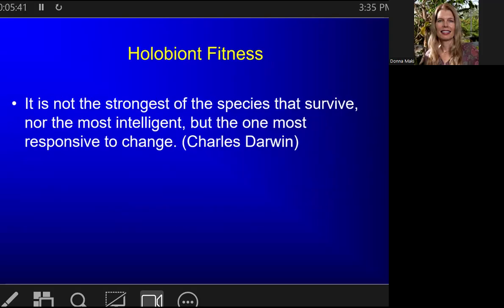It's not the strongest of the species that survive, nor the most intelligent, but the ones most responsive to change, is a famous quote by Charles Darwin. I have something in a plaque in my office that says adapt or die, and that's pretty much it. If you can't adapt, you're out of here. You're going to go extinct, right?